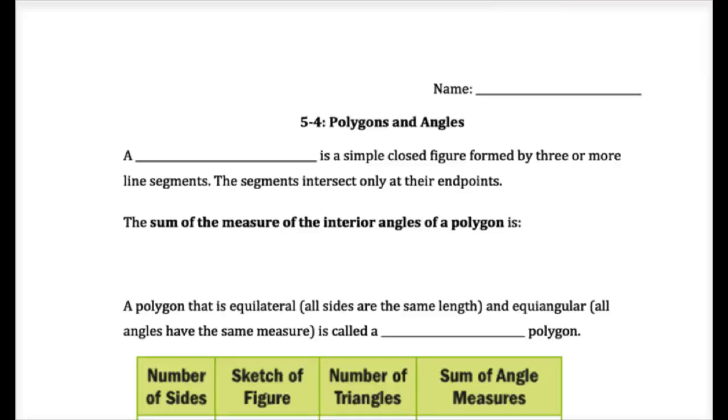All right, we're talking about polygons and angles. A polygon, that's what goes in that first blank.